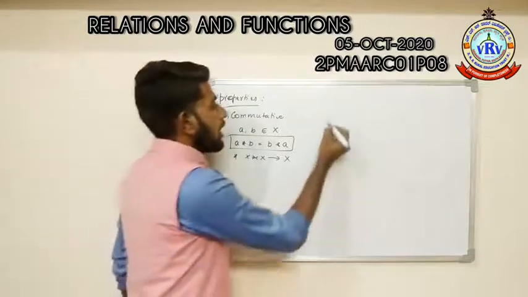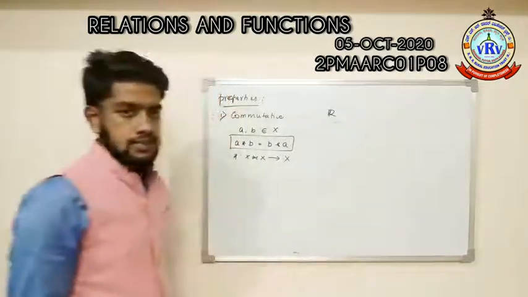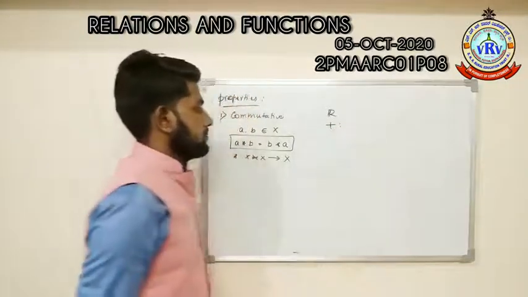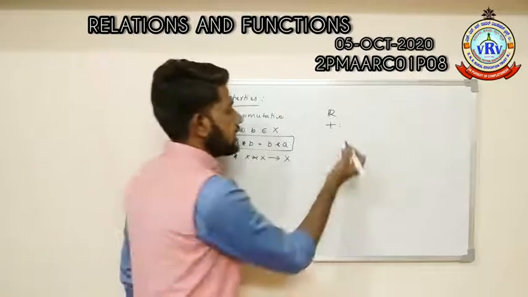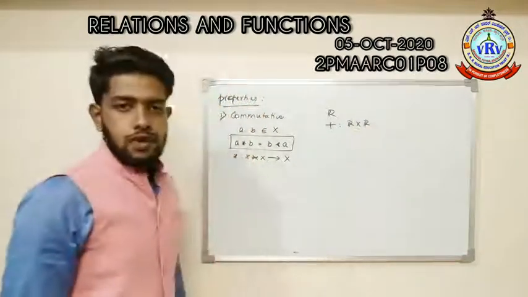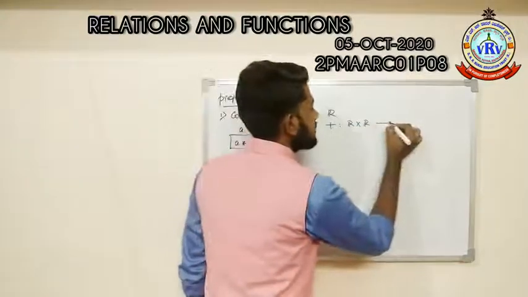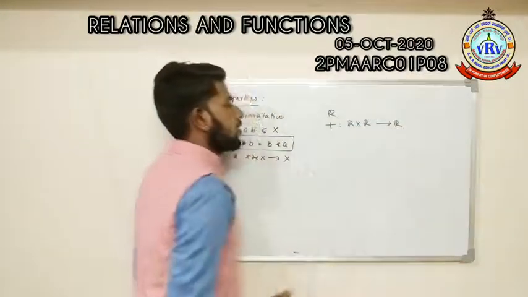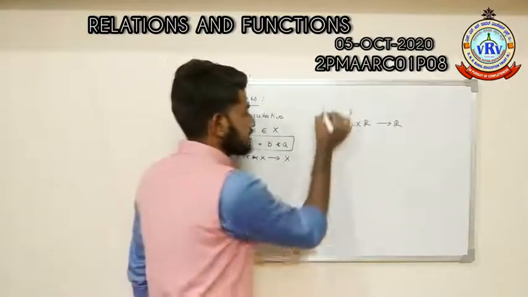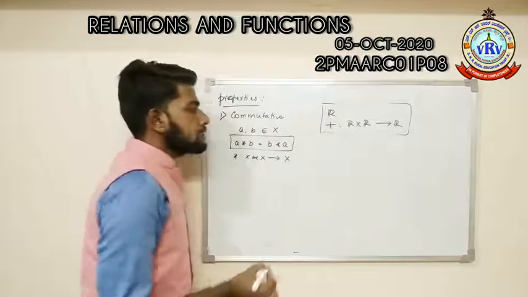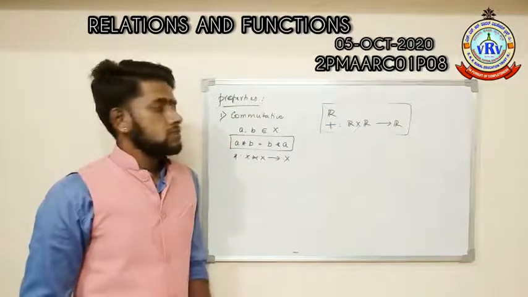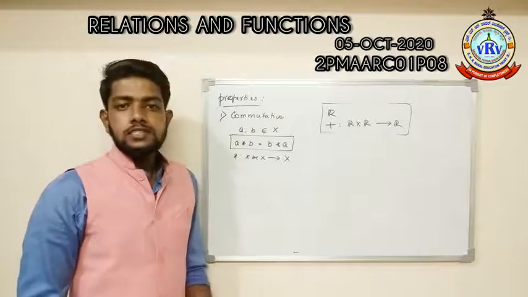For example, I am considering the real number set, okay, and the operation is addition. That means I have to choose two elements from the real number set and get one element, then this function addition is a binary operation that we already studied in the previous video. Now let me check whether this addition is commutative or not.